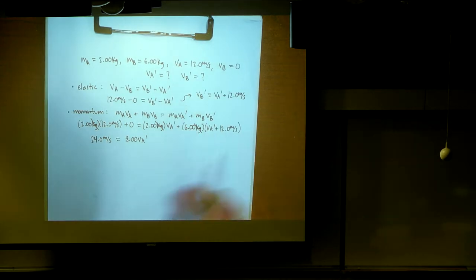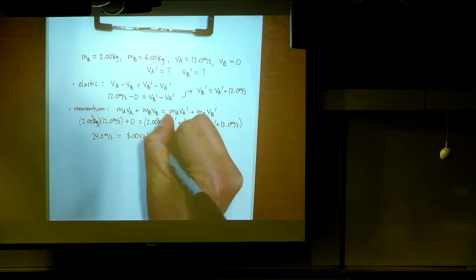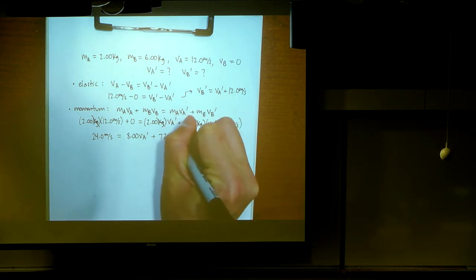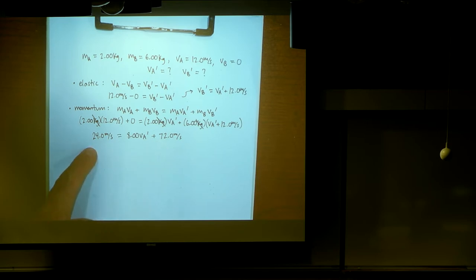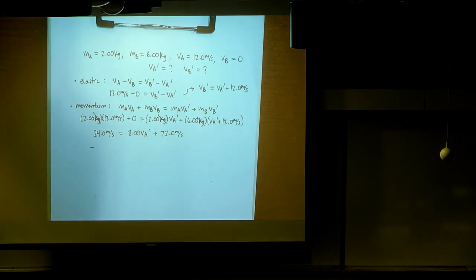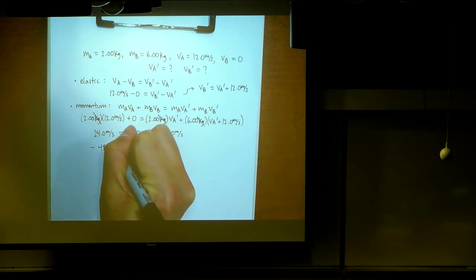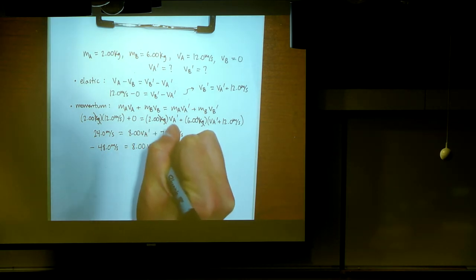Then I'm going to have 6 times 12. What is 6 times 12? That's going to be 72. The units that come along with that are meters per second. So what I'm going to do next is subtract off 72 from both sides. So I'm going to have 24 minus 72. What's 24 minus 72? It's going to be something negative, right? It's 48. So I have minus 48 meters per second equals 8 times VA prime.